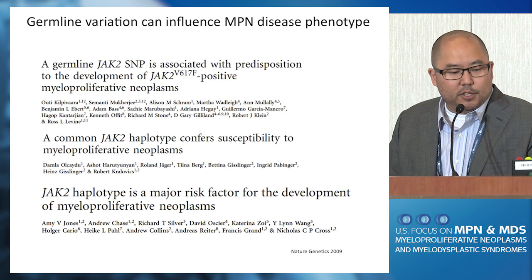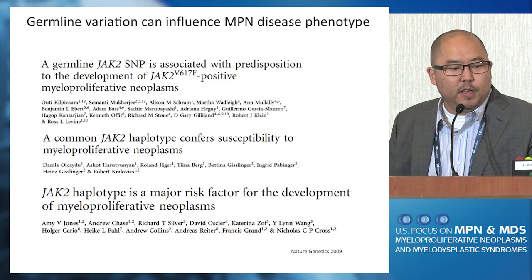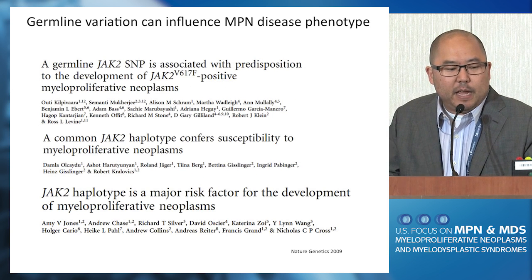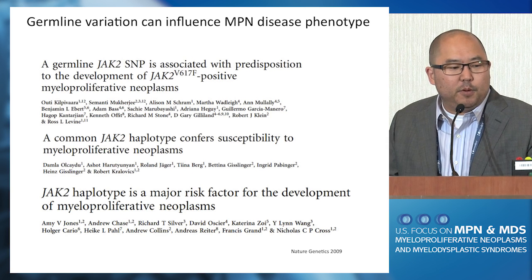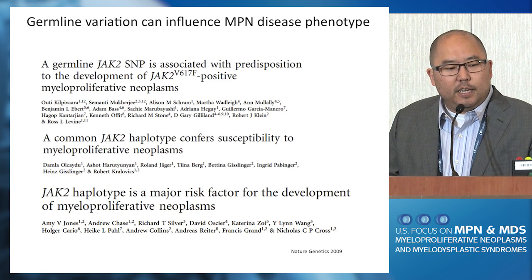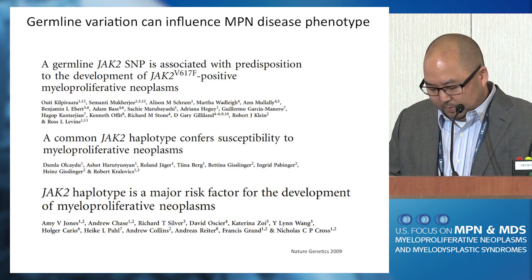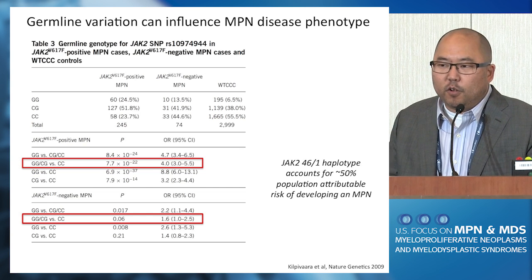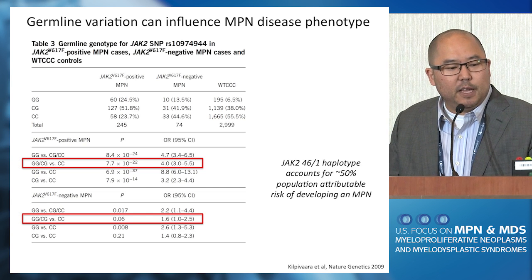Okay, so coming back to the germline variation aspect, in 2009, it was reported in 3 different papers that there actually was a haplotype within the JAK2 gene, or JAK2 locus, that conferred an increased risk of MPN development. And this is just one of the examples from these studies which showed that the increased risk was on the order of around 2 to 4-fold for the specific JAK2 haplotype.